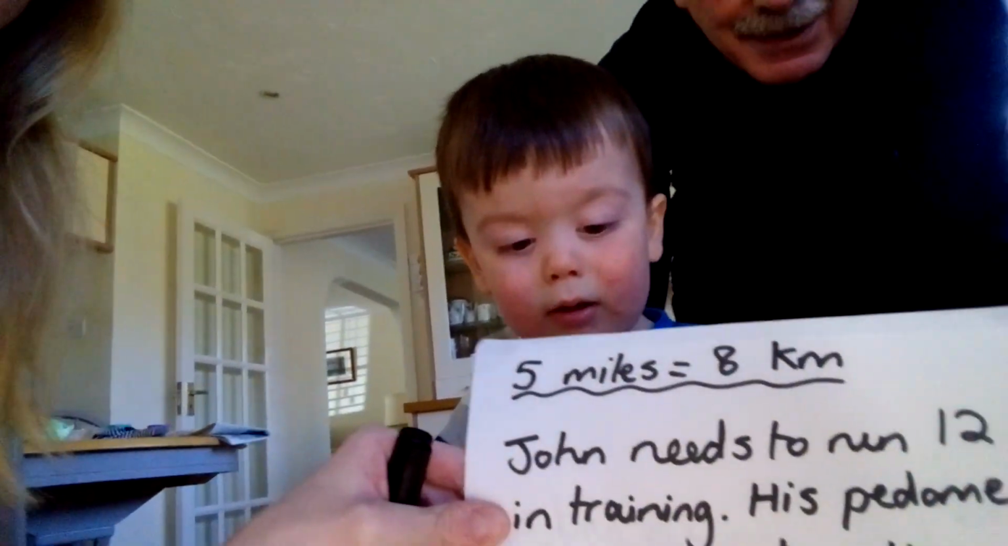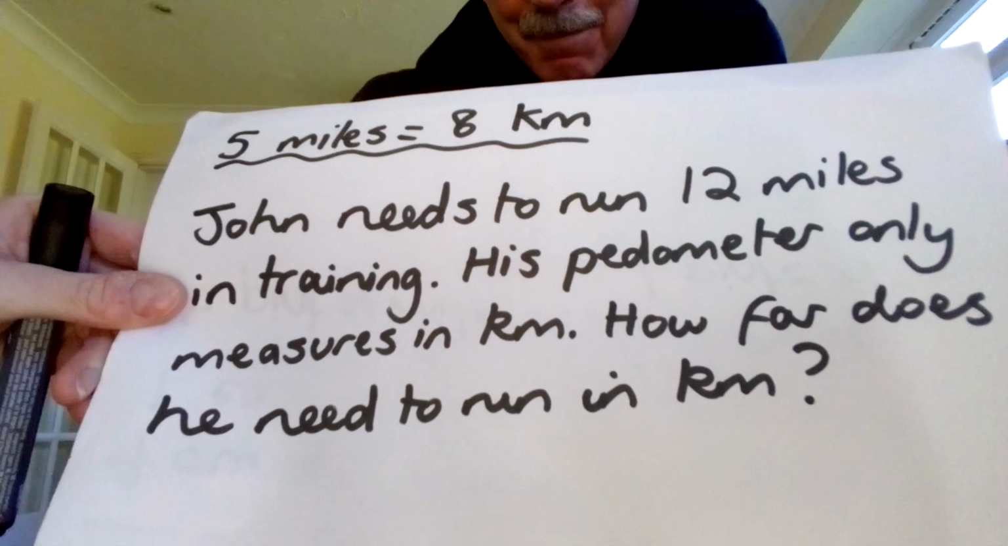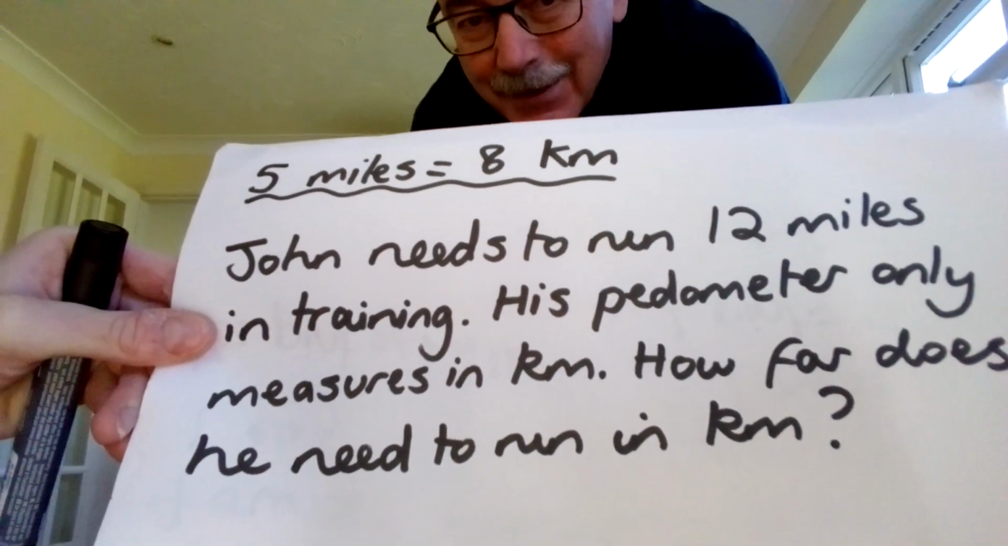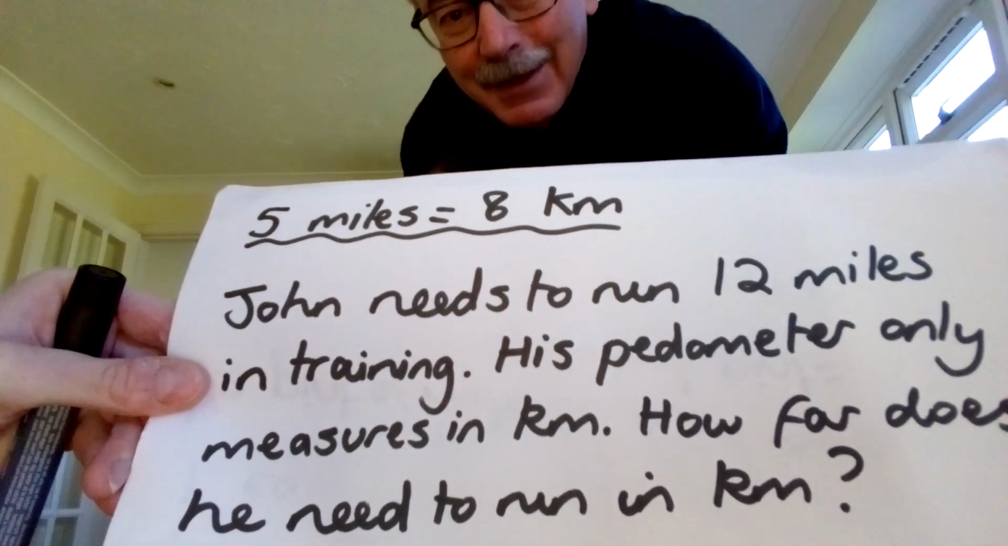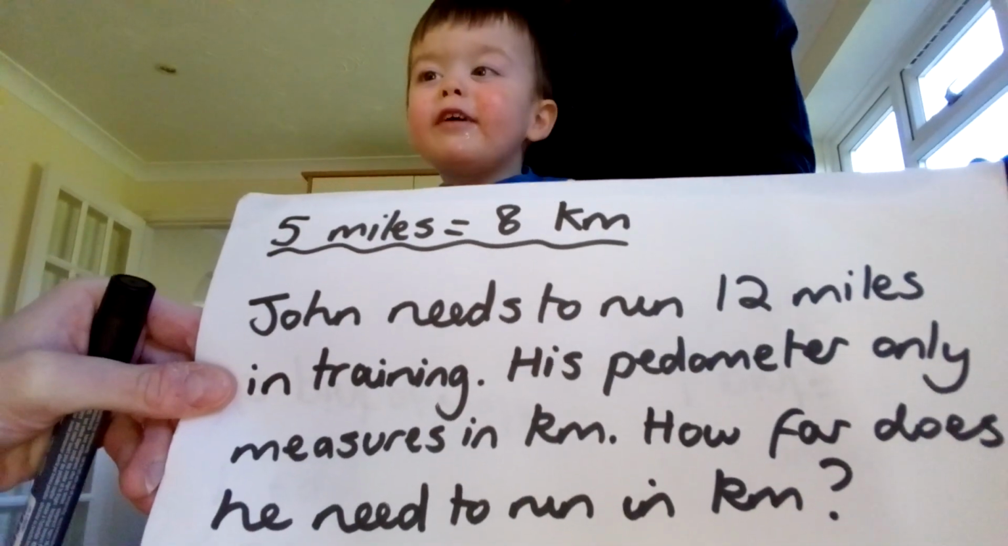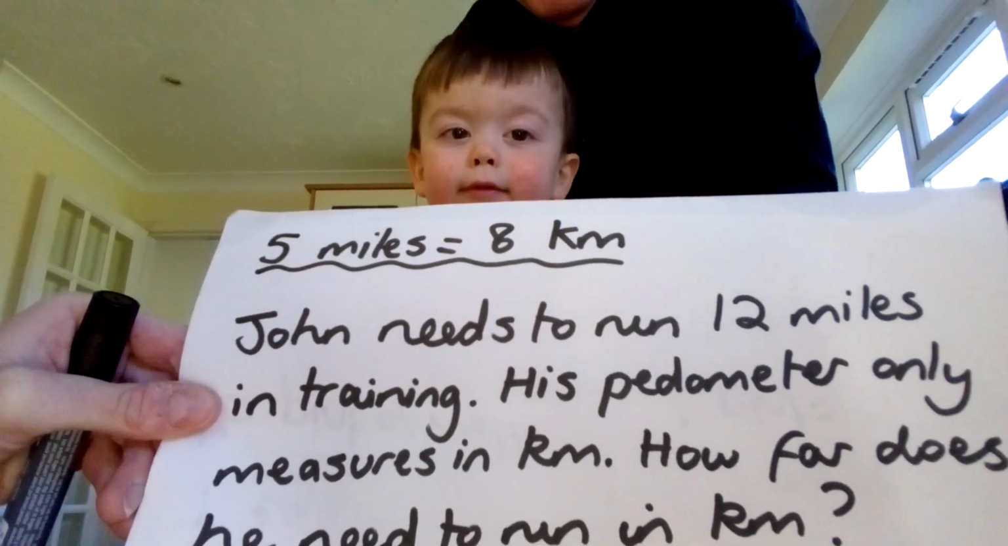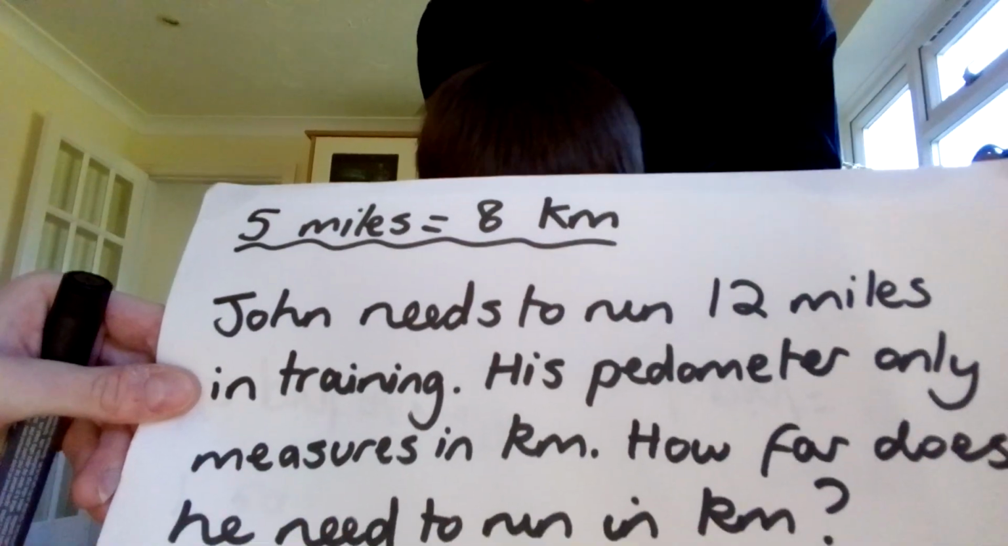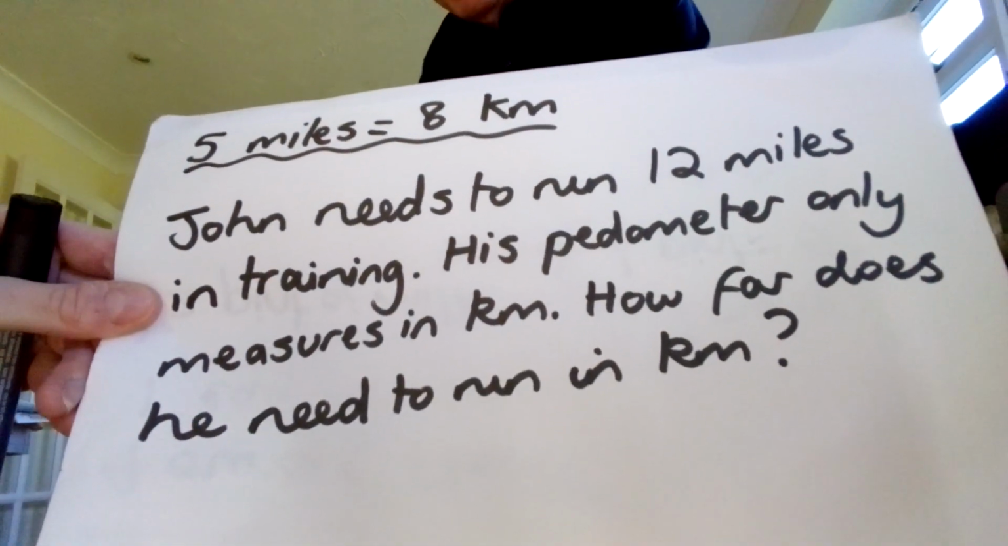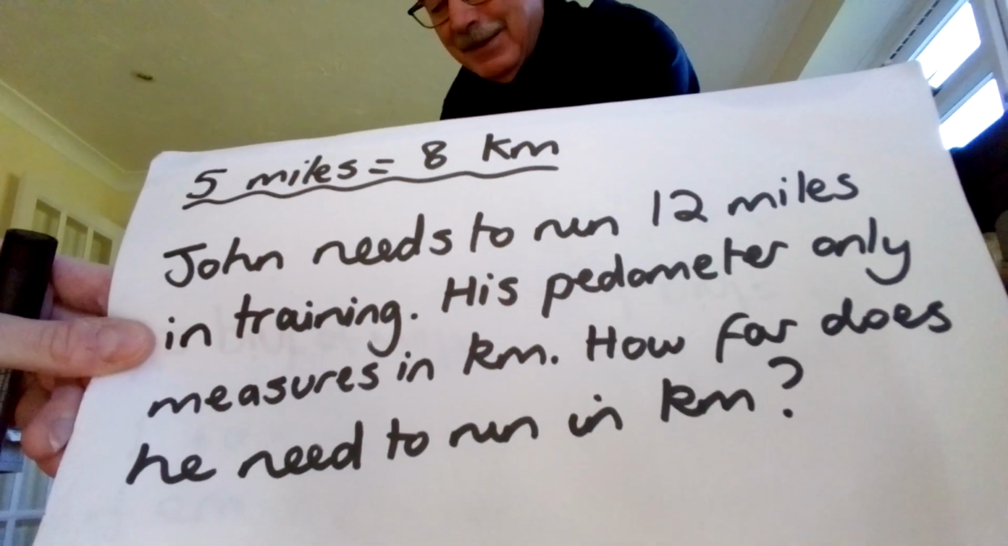Okay. Now this is the question that he has for you. If John needs to run 12 miles in training, but his pedometer only measures in kilometres, how far does he need to run in kilometres? Now see if you can work out that question at home using the information we just looked at.